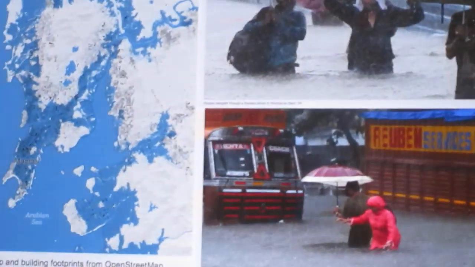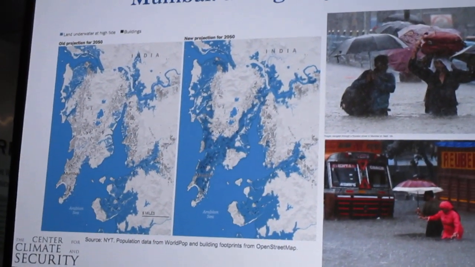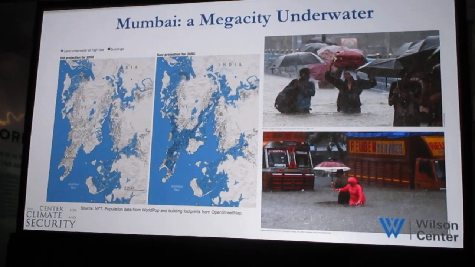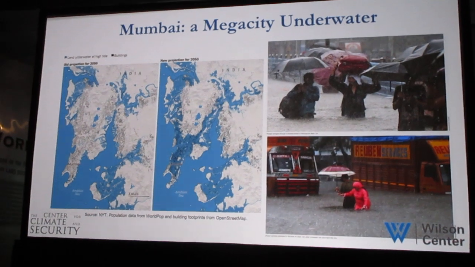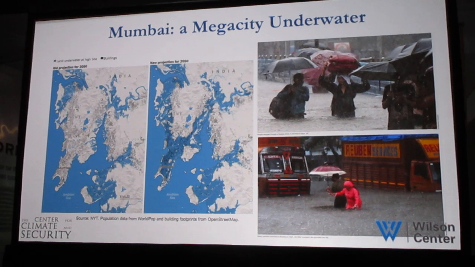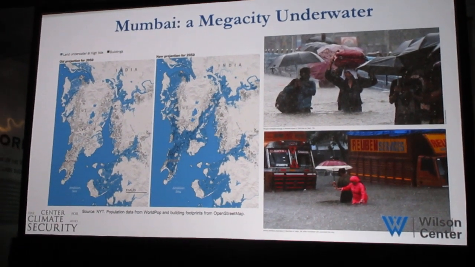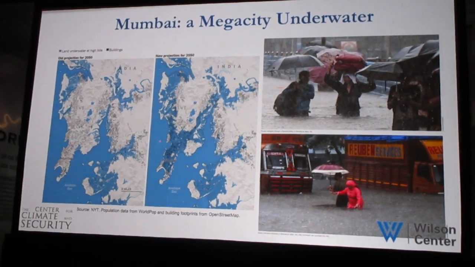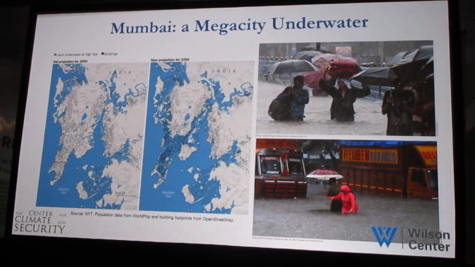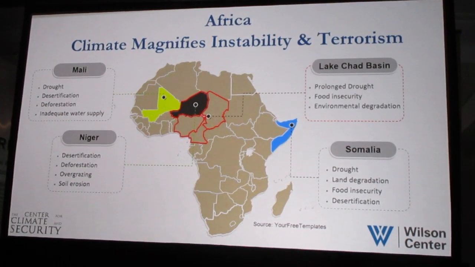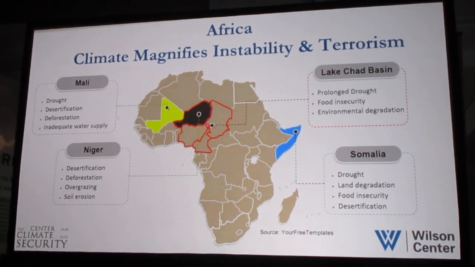Okay, shifting now down to Asia, to India, we can look at Mumbai, a major city in India, a major coastal city that already is experiencing a great deal of flooding in its extreme weather events today, and by 2050 is expected to have much of it underwater on a regular basis. So we see that the world is changing there. In Africa, we have a different set of conditions.